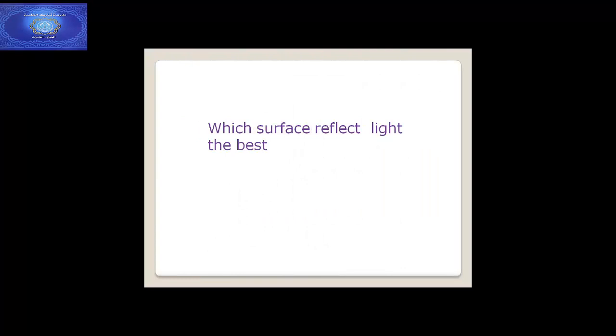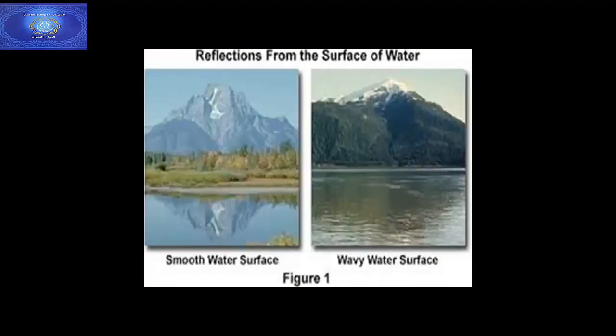Now, which surface reflects light the best? We have many surfaces, as I told you. Some reflect light, others absorb light. We said shiny, polished, smooth surfaces reflect light. Here I will give you an example of some surfaces that reflect light, like clear water.